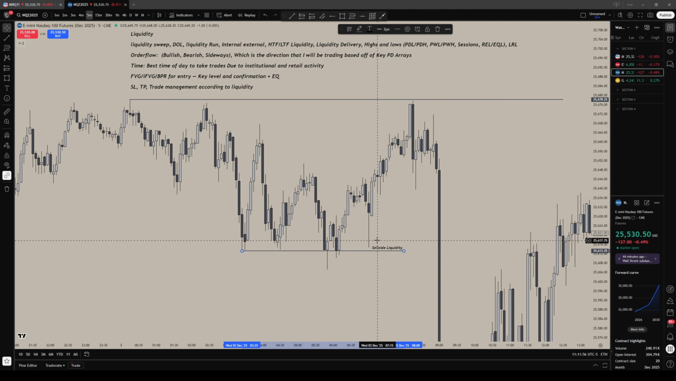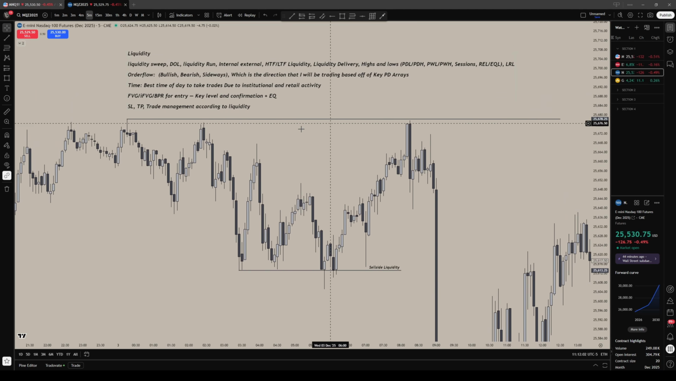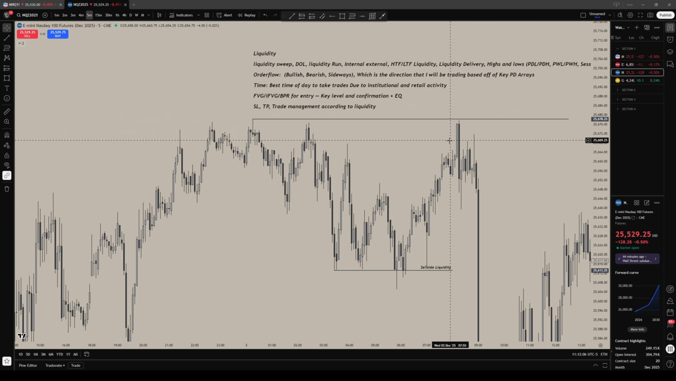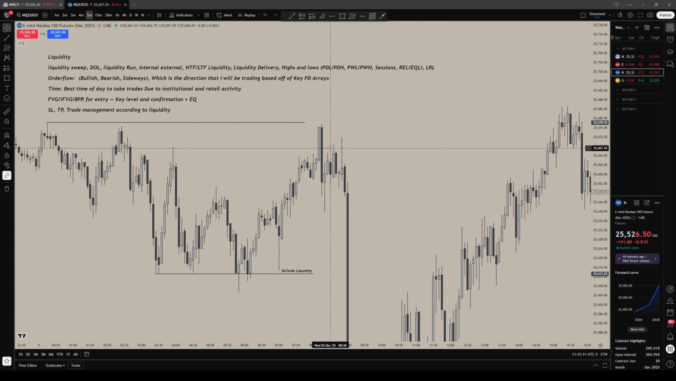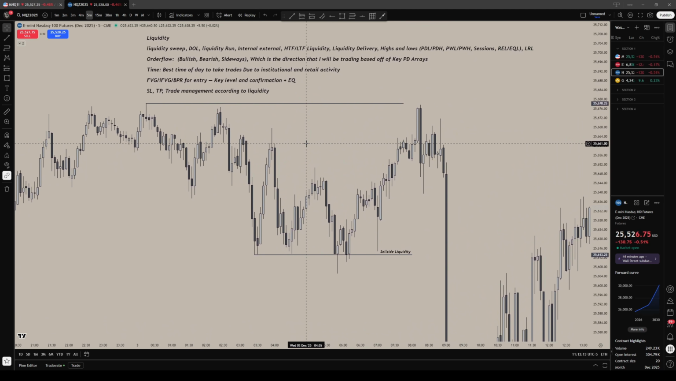Why? Because it's liquidity sitting on the sell side of the curve, where these are the sell stops. Up here is buy side liquidity, because when people sell, there are buy stops sitting up here. If you want to name it as buy stops, you can name it as buy stops. So a liquidity sweep is basically when price goes into a zone of liquidity and sweeps it.